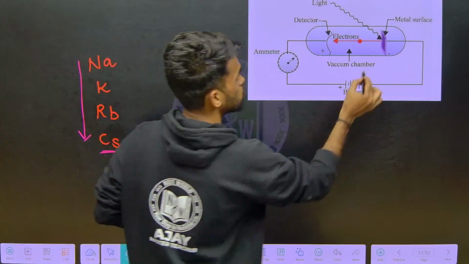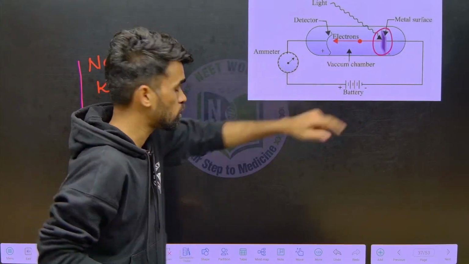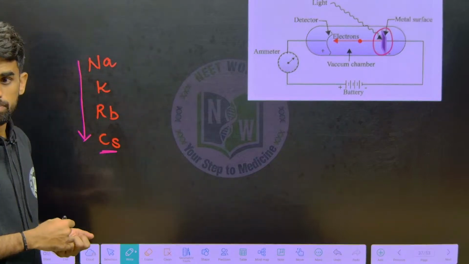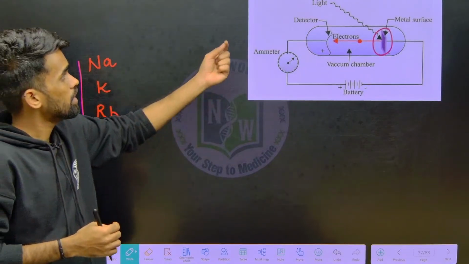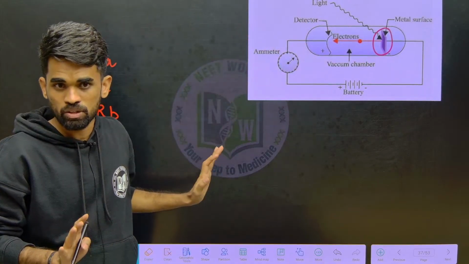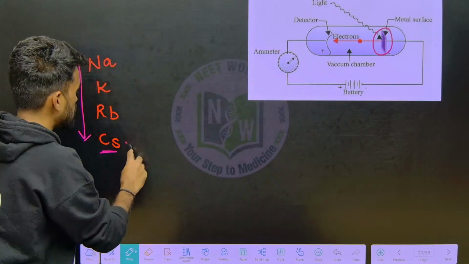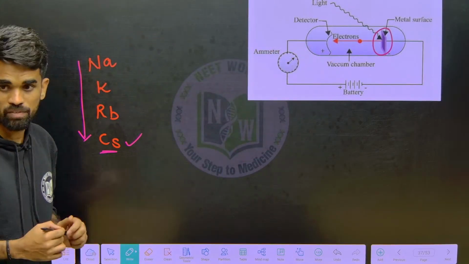So here we will be using a metal surface, right? So which metal is very suitable out of these four? Last one. Why? Because in order for this photoelectric effect to happen, it should release the electron easily without much energy, right? So that will be possible with cesium. So now I will be giving you one graph.